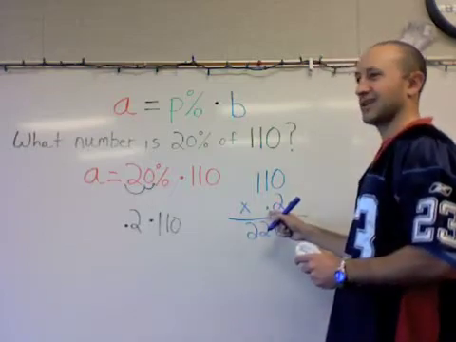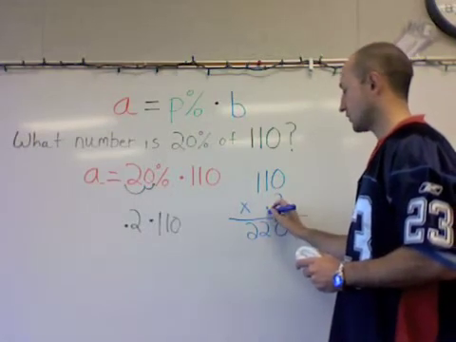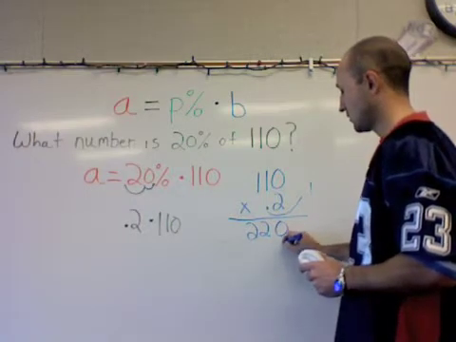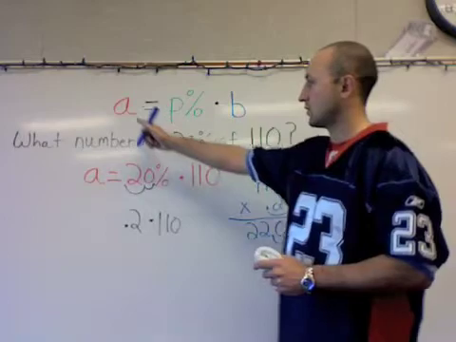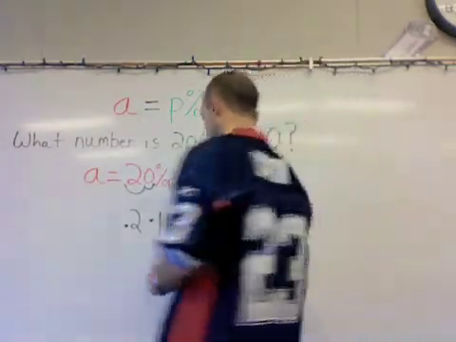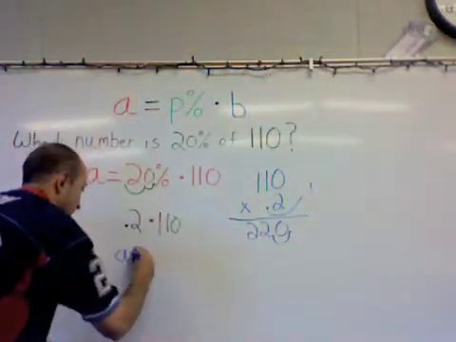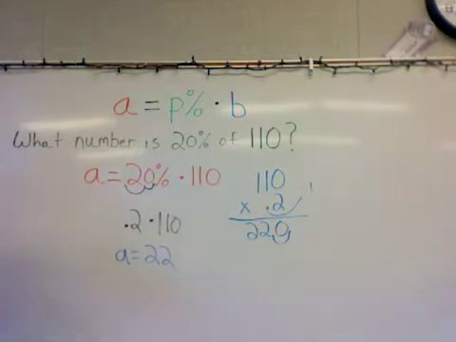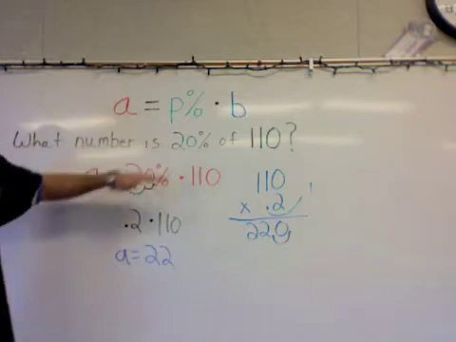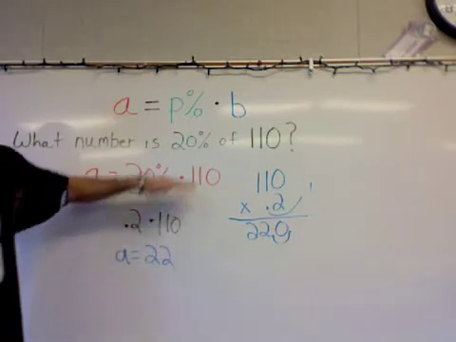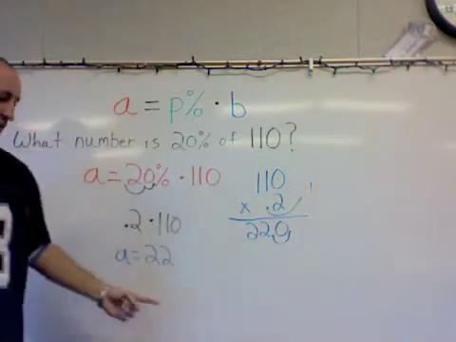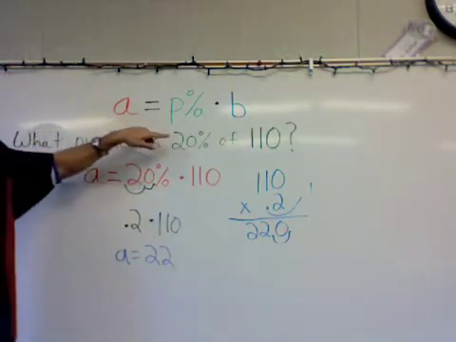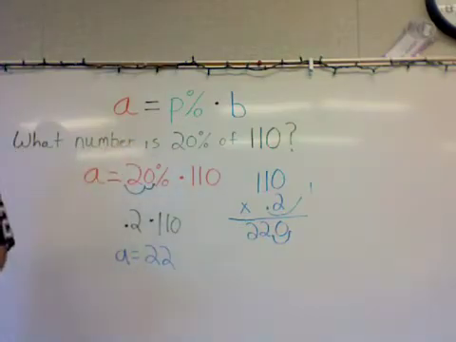And remember, I had a decimal that was one place over here. I moved it out one place, so I'm going to want to put it back in one place, which means that this number, A, is equal to 22. And I was able to do that by taking the percentage, turning it into a decimal, and multiplying it by the base, which gave us an answer of 22. So 22 is 20% of 110.